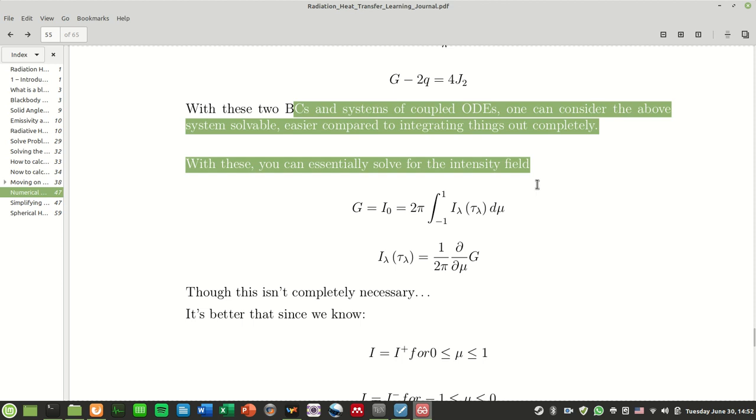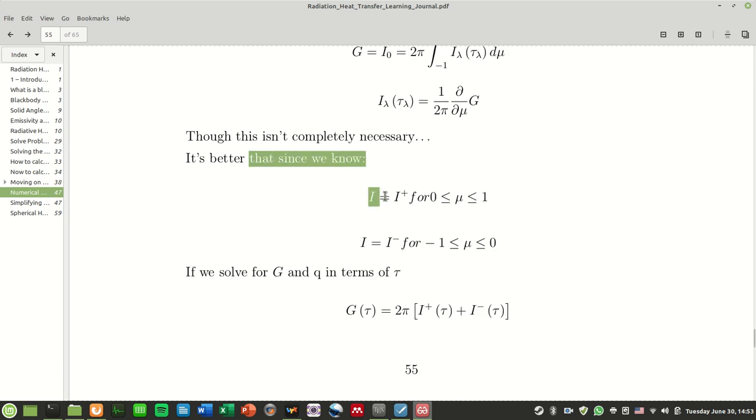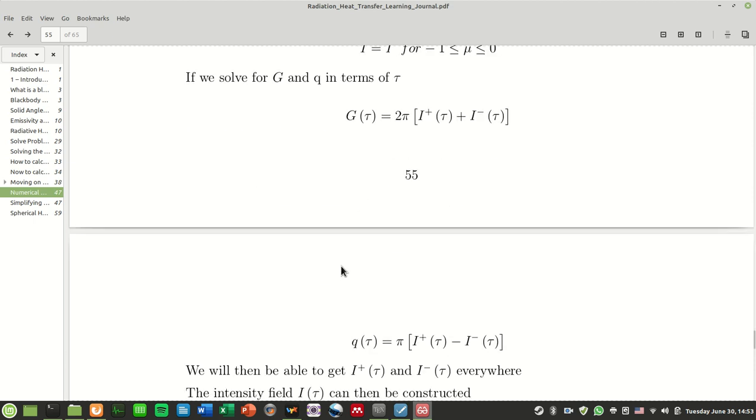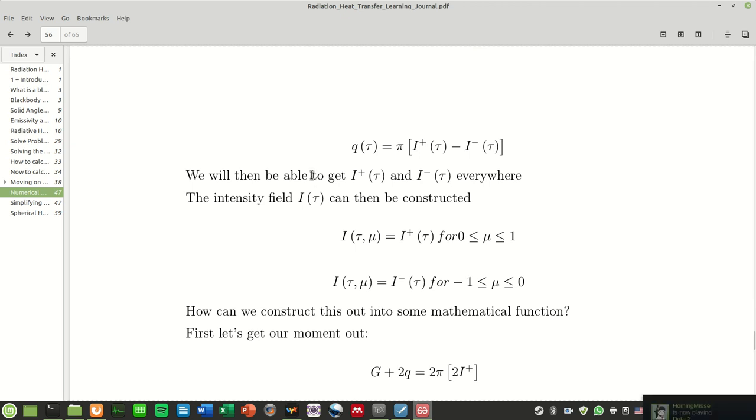With this you can essentially solve for the intensity field by doing some differentiation, but it's not completely necessary. Since we know this already, we can just solve for G and Q, and that's pretty much all we need. Likewise, if we know G of tau and Q of tau, we can manipulate these equations to solve for I plus as a function of the optical distance from either plate, and I minus as a function of optical distance from either plate. So that is how we get our I plus and I minus.